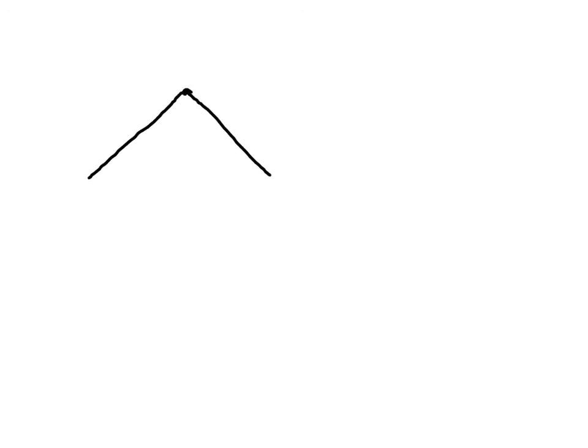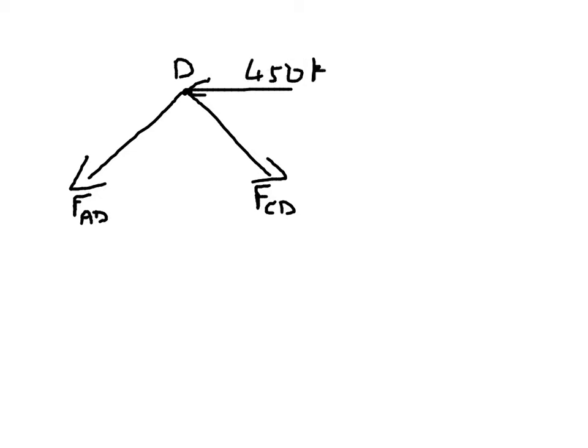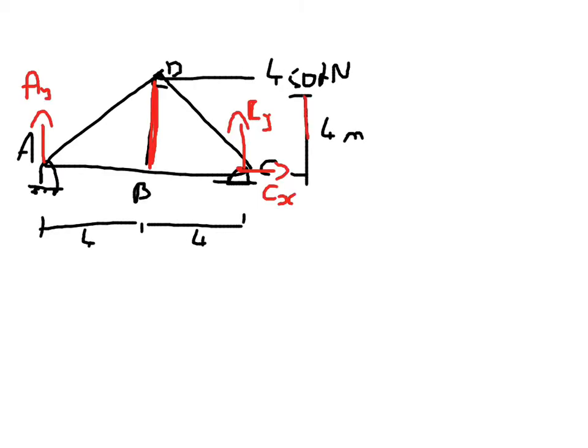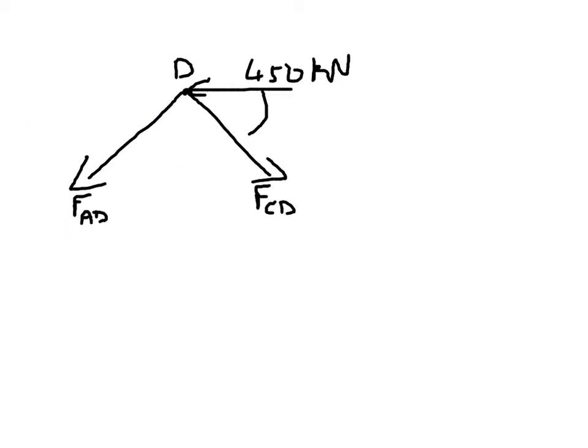Now, to start with, we assume a direction for these forces. So we've got FAD, and we've got FCD, and we've got 450 kilonewtons. And we know these angles because we've got 4 meters up and 4 meters across in each section. So 4 and 4, we know that must be a 45-degree angle. Similarly, that must be a 45-degree angle. So that would be our free body diagram of point D.